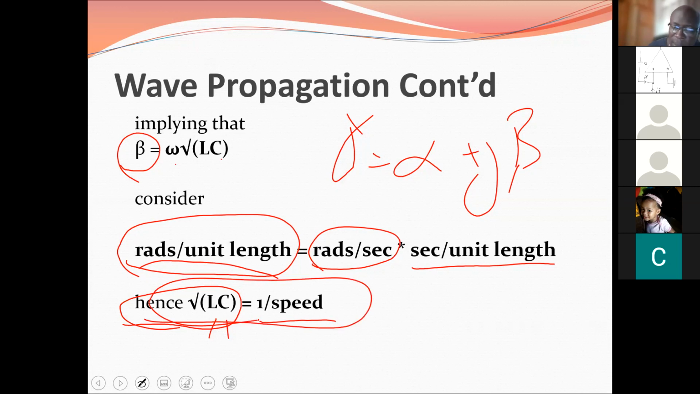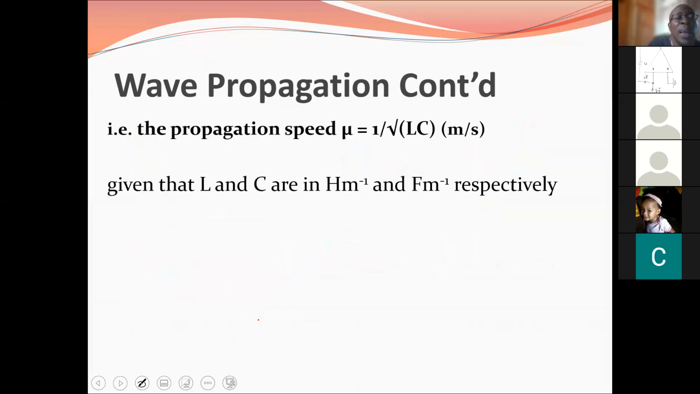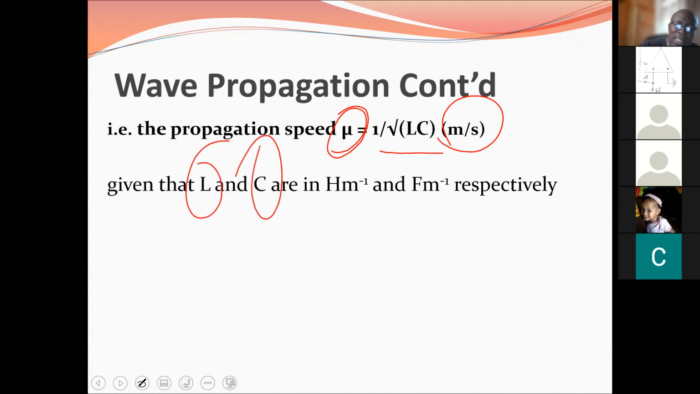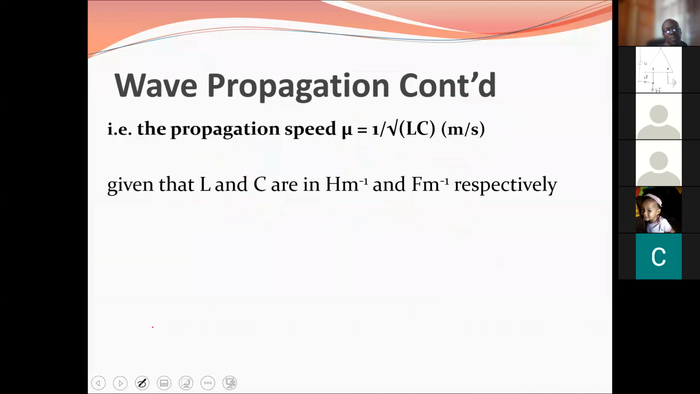So the speed mu is equal to 1 over root LC, and that is measured in meters per second. That is with your inductance and your capacitance in Henry per meter and Farad per meter, respectively. So for your inductance in Henry per meter and your capacitance in Farad per meter, your speed would be in meters per second.